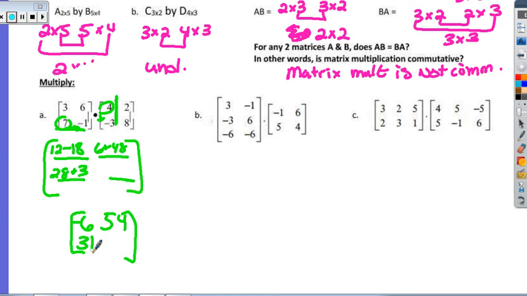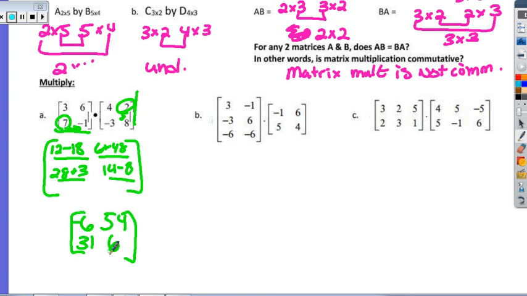And lastly, we're looking at row 2, column 2, so we use row 2 and column 2. Starting with the first elements, we get 14. Move to the right and move down, we get -8, so we would get a total of 6 there.